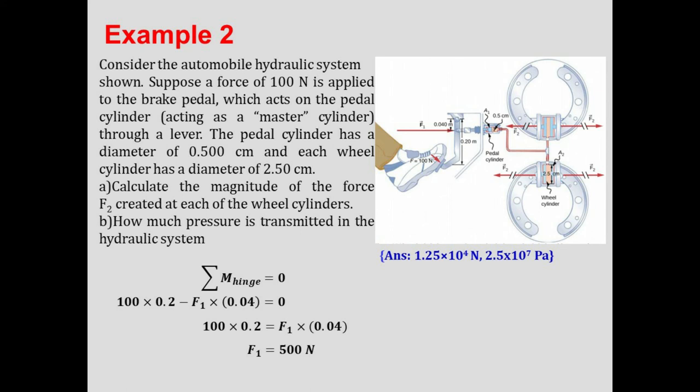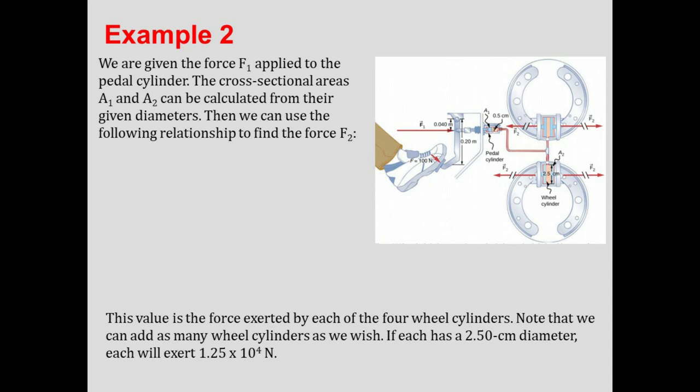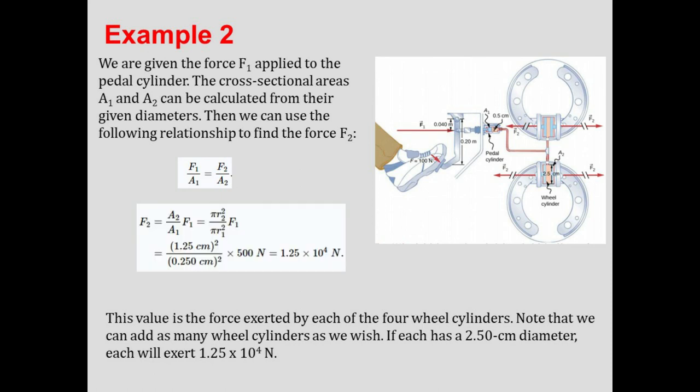After you get F1, secondly, from the Pascal principle, P will be equal to F over A. So you also need to calculate the area at the master cylinder and at the wheel cylinder. By calculating it and then using the formula, the pressure applied will be the same as the pressure given to the wheel cylinder. F over A at the pedal cylinder will be the same as F over A at the wheel cylinder. Insert all the information, and then you get that.